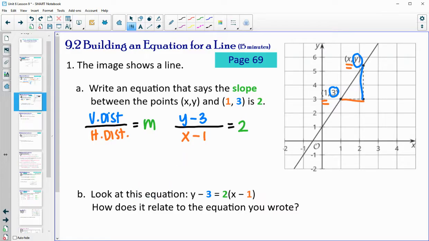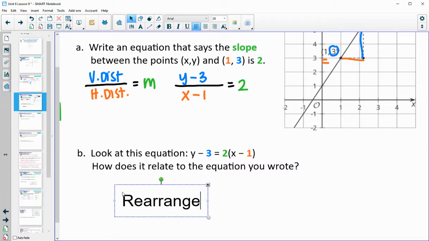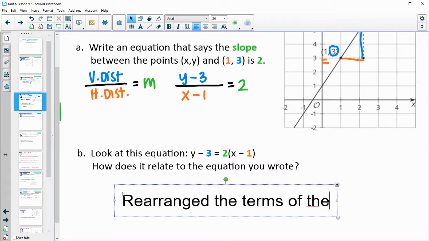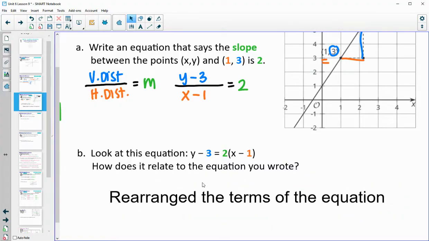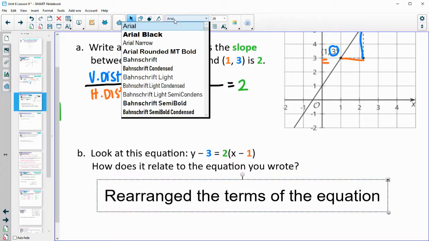Now when we look at this equation that they give us down here in part B, can you figure out how this equation relates to this one? How does it relate? We're just going to rearrange the terms. They just rearranged the terms of the equation, and I'm going to show you how that happened. So how do they relate? It's just that the terms are rearranged.